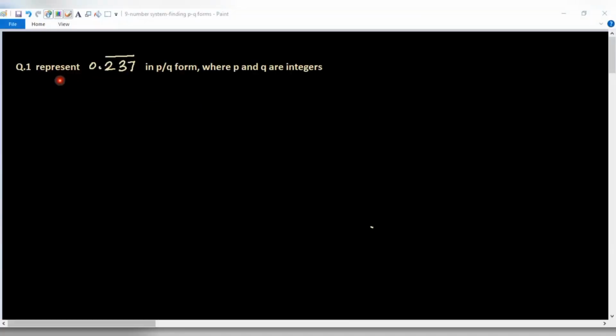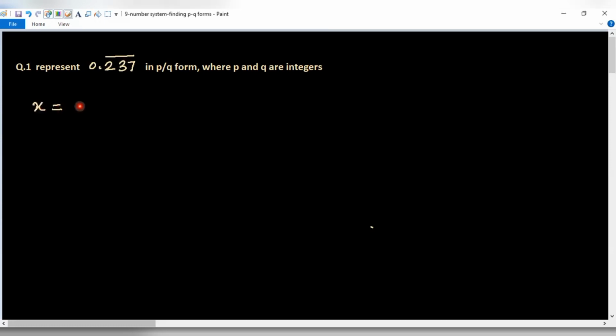Hello everyone, this is our first question. Represent 0.237 bar, that is, the bar is over 237, in p by q form, where p and q are integers. This is the given number, so we can take it as x.